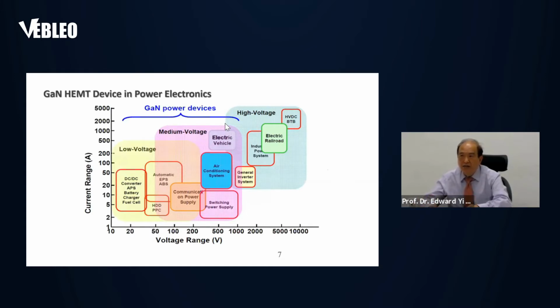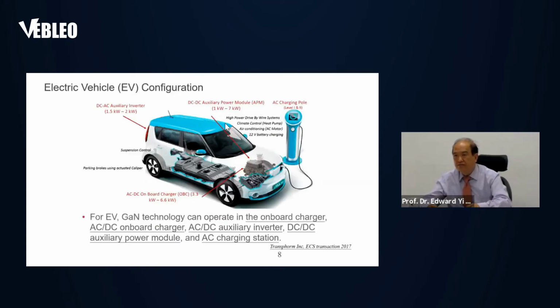But the best area it fits is from about 50 volts to 1,200 volts, because that features the application of gallium nitride best. At high voltage, we are competing with silicon carbide. At low voltage, then you compare with the silicon MOS. Okay, so this is the best domain for this kind of device.